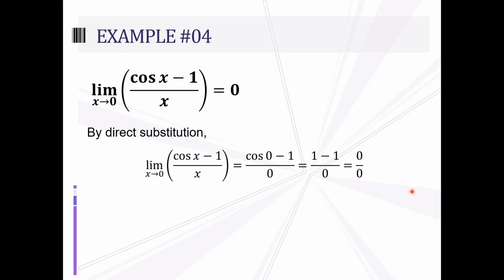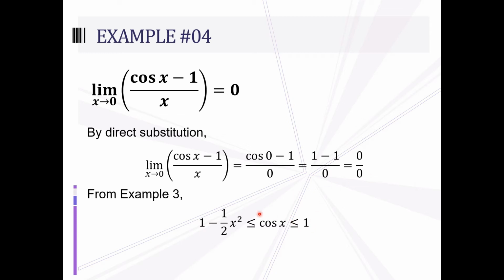So anong gagawin natin ngayon? Gawan natin siya ngayon ng paraan. Okay? Note that from example 3, sabi natin kanina, cosine x is greater than or equal to 1 minus 1 half x squared but less than or equal to 1. At na-prove na natin yan, na tama yung bound na yan. Okay?